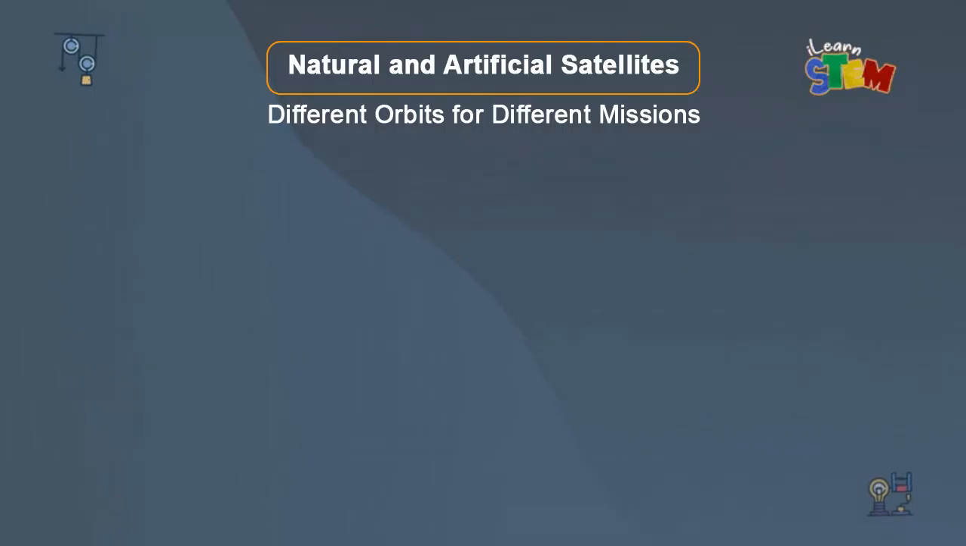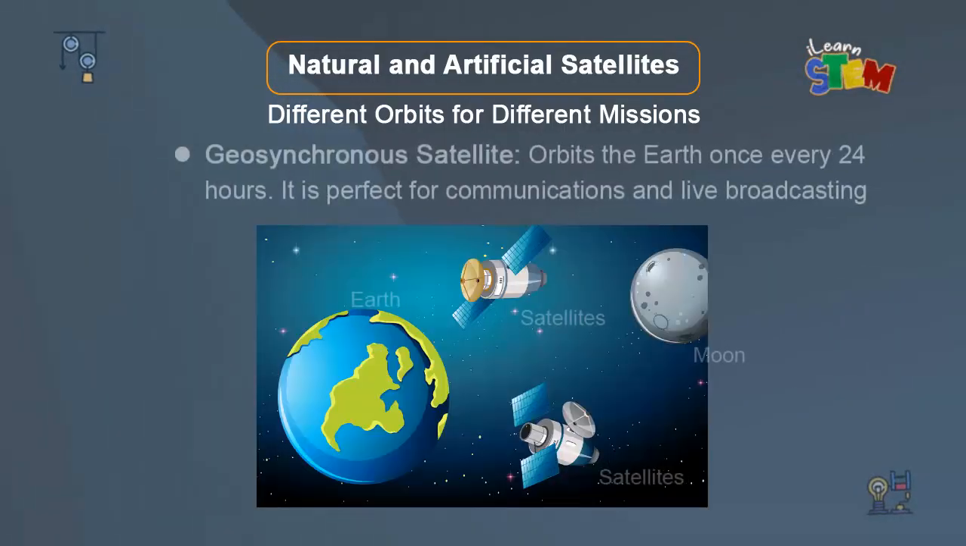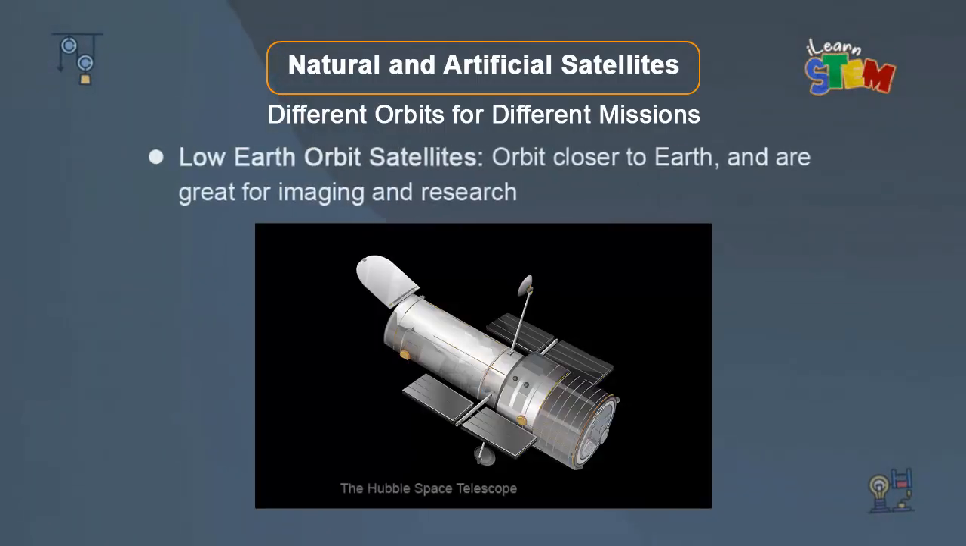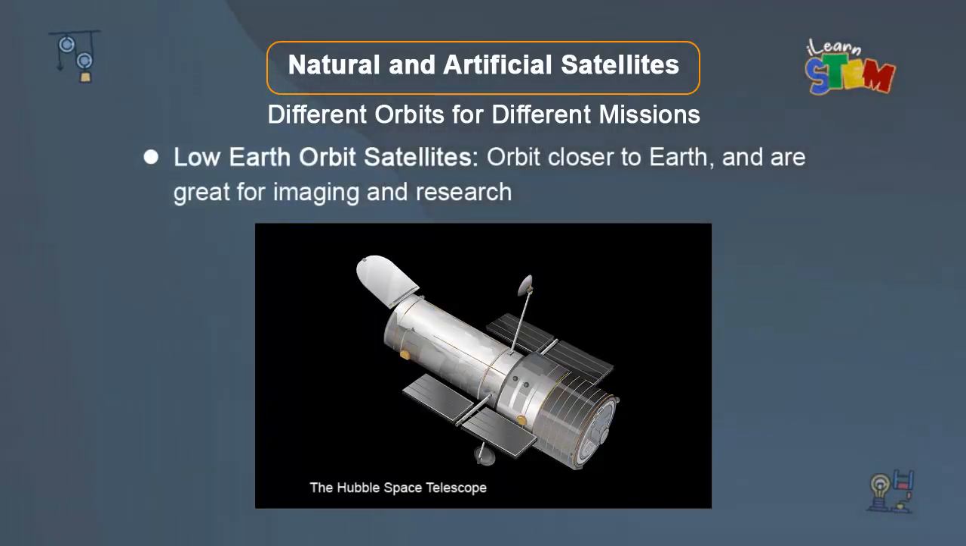Satellites are placed in different orbits depending on their mission. A geosynchronous satellite orbits the Earth once every 24 hours. It stays fixed over one area and is perfect for communications and live broadcasting. Low Earth orbit satellites, like the Hubble Space Telescope, orbit closer to Earth and are great for imaging and research.